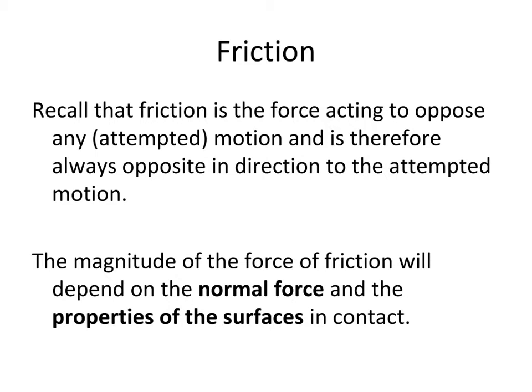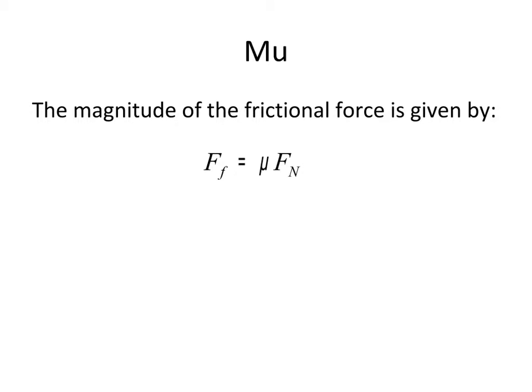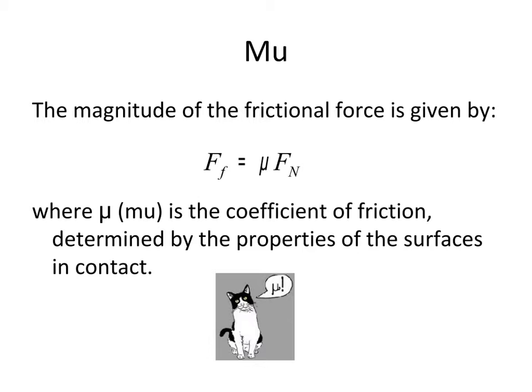So what kinds of materials are in contact? The way that we describe those properties is using a factor called the coefficient of friction. We use the Greek letter mu to denote coefficient of friction.